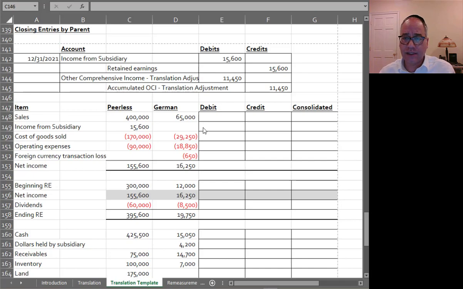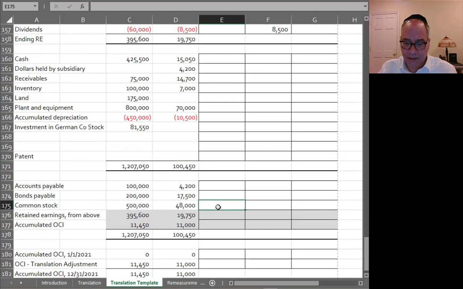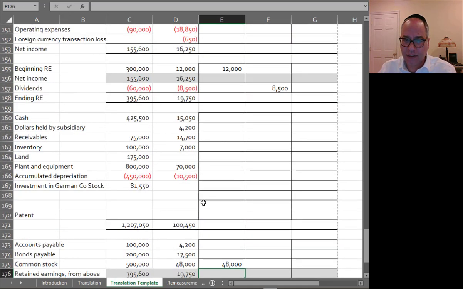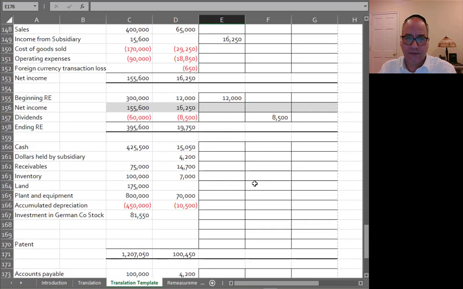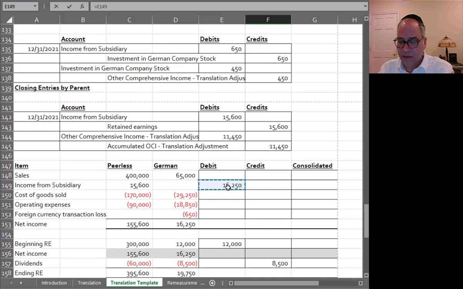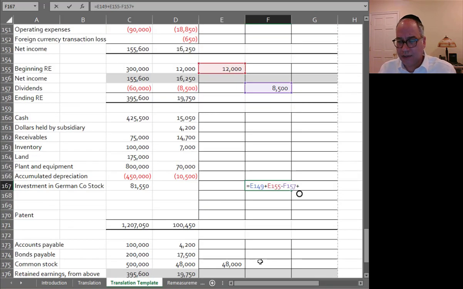So what I'm going to do is debit income from subsidiary $16,250. I'm going to debit beginning retained earnings for $12,000. I'm going to credit dividends for $8,500. I'm going to debit common stock down here for $4,800. And the difference between these will be credited to the investment in subsidiary over here. So that would be 16,250 plus 12,000 minus 8,500 plus 4,800, or 67,750.